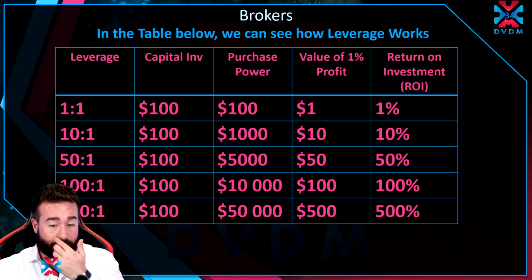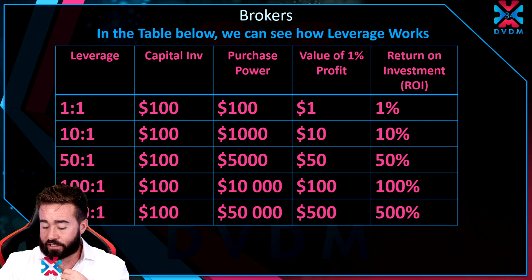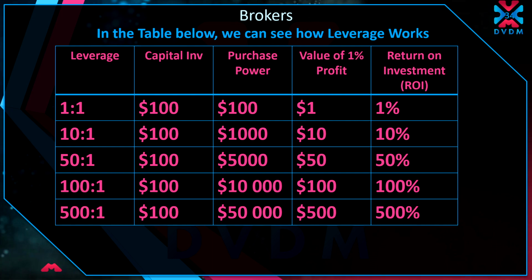Okay, so this is a small table of how leverage works, and I'll jump out of the picture so you can see the full table. In this case, we have one-to-one leverage, which means $100 in your account has the purchasing power of $100 on the market, right? So a 1% gain is $1. Straightforward, your return is $1. If you invested $100 into one position and the market moved 1%, you would profit $1 off of that move.